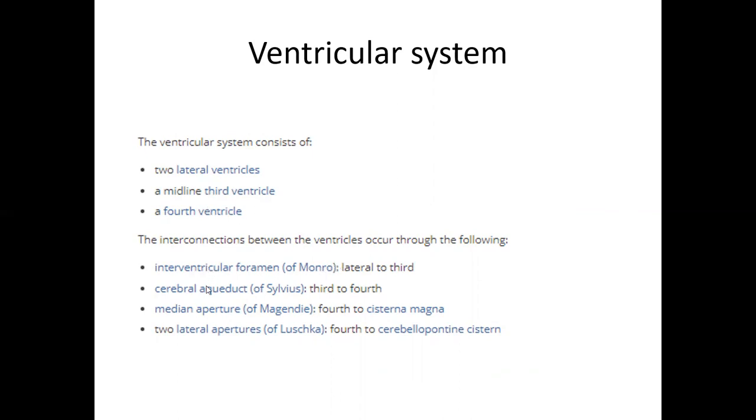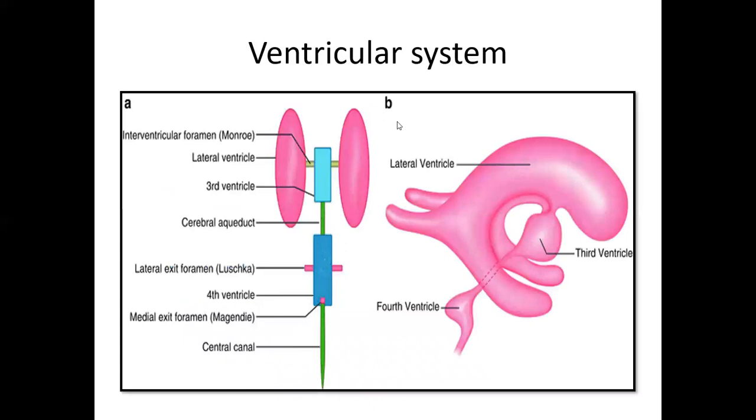From the third to the fourth by the cerebral aqueduct of Sylvius. There are two apertures: one is the median aperture, foramen of Magendie, in the fourth ventricle, and another two lateral apertures from the fourth ventricle known as the foramina of Luschka. So, if you can see, this is the lateral ventricle communicating with the foramen of Monro to the third ventricle. From the third ventricle, it is the cerebral aqueduct. From the cerebral aqueduct to the fourth ventricle, then the central canal. These are the Luschka and this is the Magendie. So, you can see lateral ventricle, third ventricle and fourth ventricle.